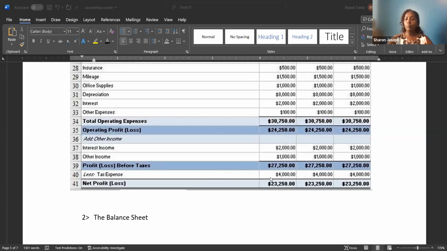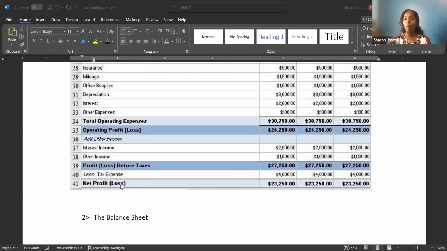Now we've got to take out more expenses. Everybody pays taxes, so we know that's a debit. So 27 minus 4 is $23,250 net profit. Again, you don't see any sign here, but we know that net profit is a credit balance. If it were a loss, then you would see a negative, because whenever you see a natural sign, we would never see any other sign in front of it.